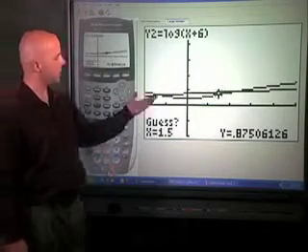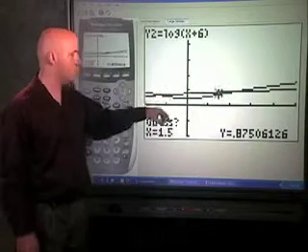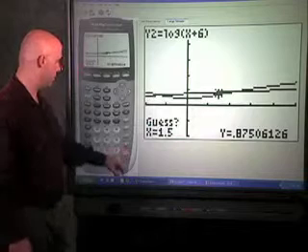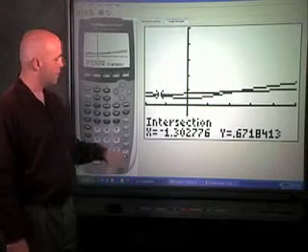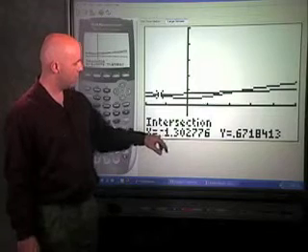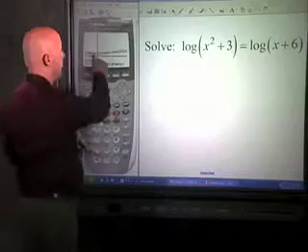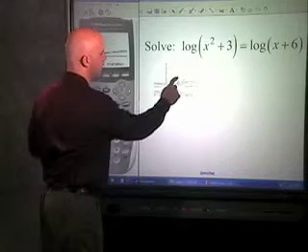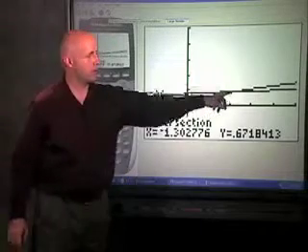And now we need a guess. We're going to find this first intersection point over here on the left, and it looks to be somewhere near negative 1. So we're going to use negative 1 as our guess. Hit enter. And so we get an intersection point at roughly negative 1.30. We're going to go ahead and drag that over. Come back to our calculator and find our other intersection point.